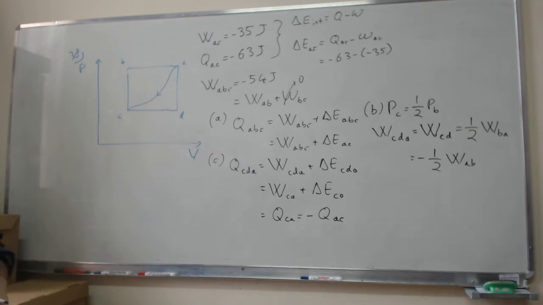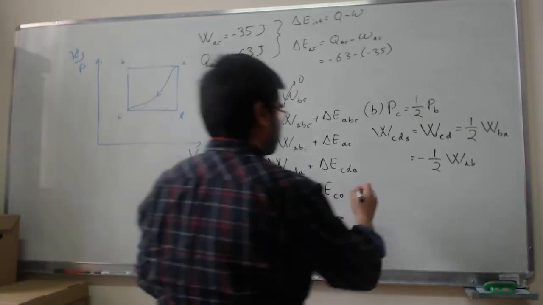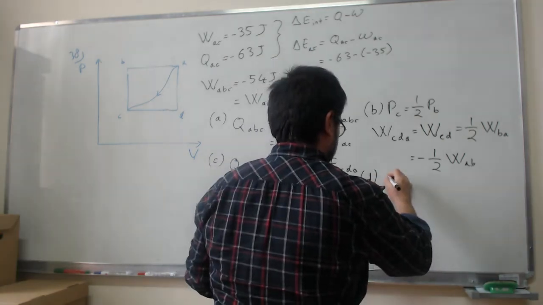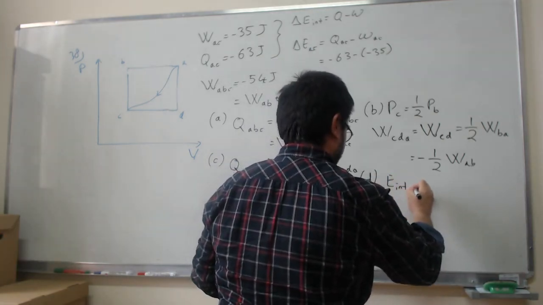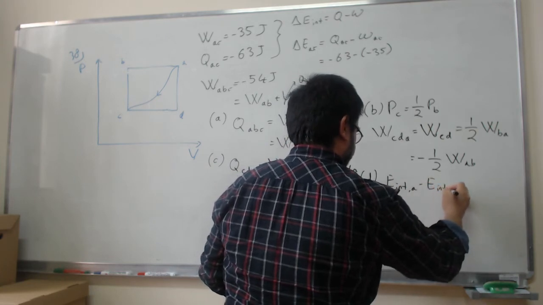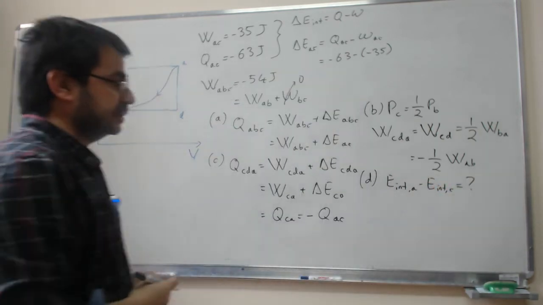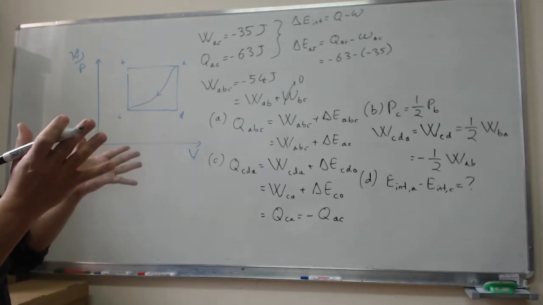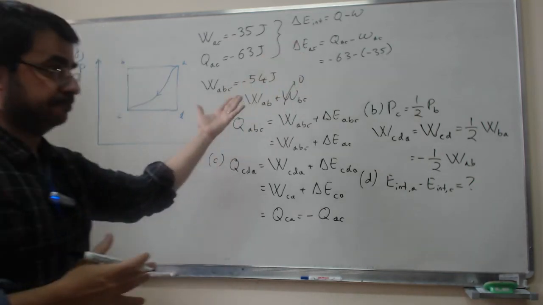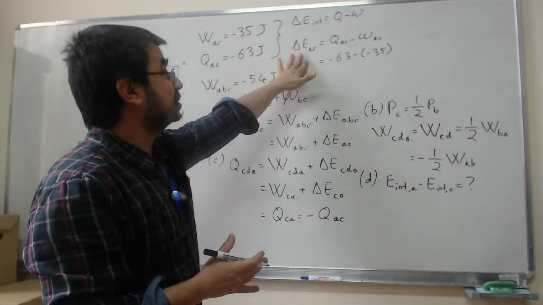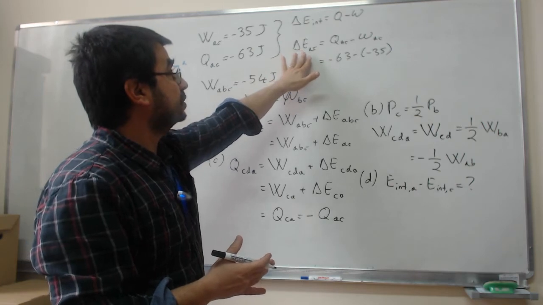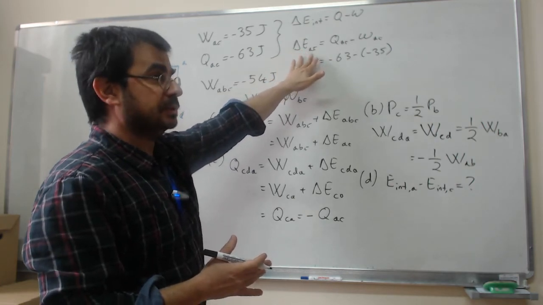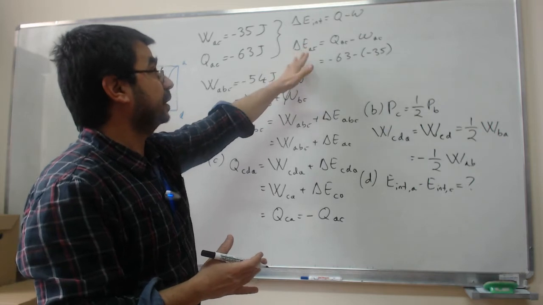All right, and so for part D, what is E int A minus E int C? So let's try to fit this in here. E int A minus E int C. Okay, so this is the change between two states, a change in internal energy between two states. So it's either this or the opposite, right? So what is this? This is the change in internal energy as you go from A to C. So is this E int A minus E int C, or the other way around, E int C minus E int A?